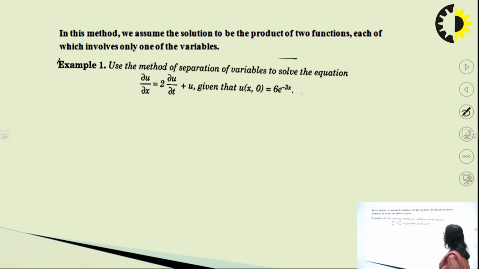Suppose we have to use this method of separation of variables to solve the equation del u by del x equal to 2 del u by del t plus u. This u has to be a function of x and t. We are given that u(x, 0) is equal to 6 e to the power minus 3x. This (x, 0) means that the value of the function u is being taken at t equal to 0. So, this is the initial condition. Initial condition means those conditions which are taken when the time is considered to be t equal to 0.